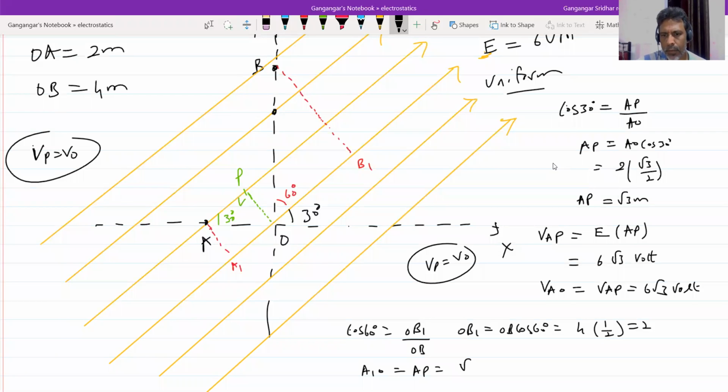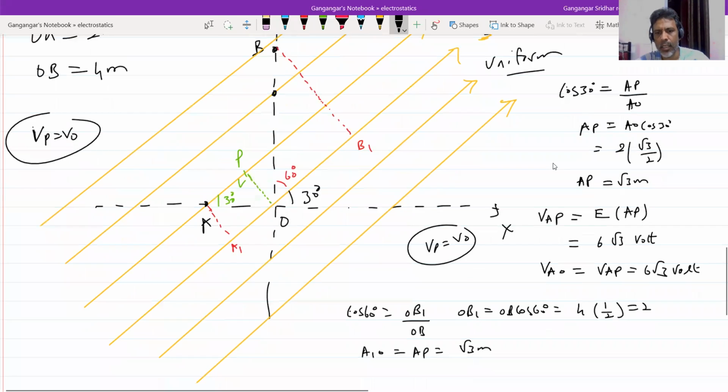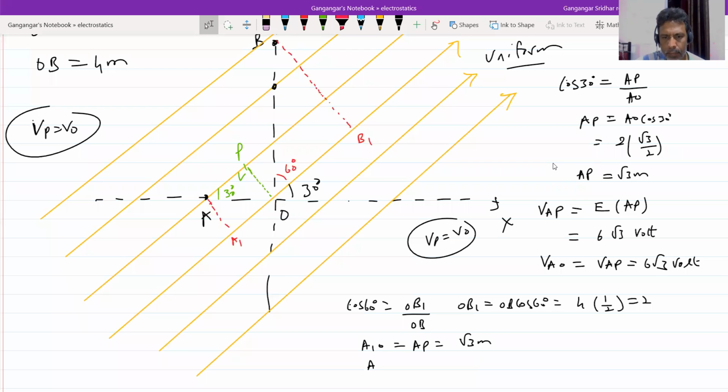AP should be equal to root 3 meters. So what should A1B1 be equal to? A1B1 should be equal to A1O plus OB1. A1O is root 3, OB1 is 2.